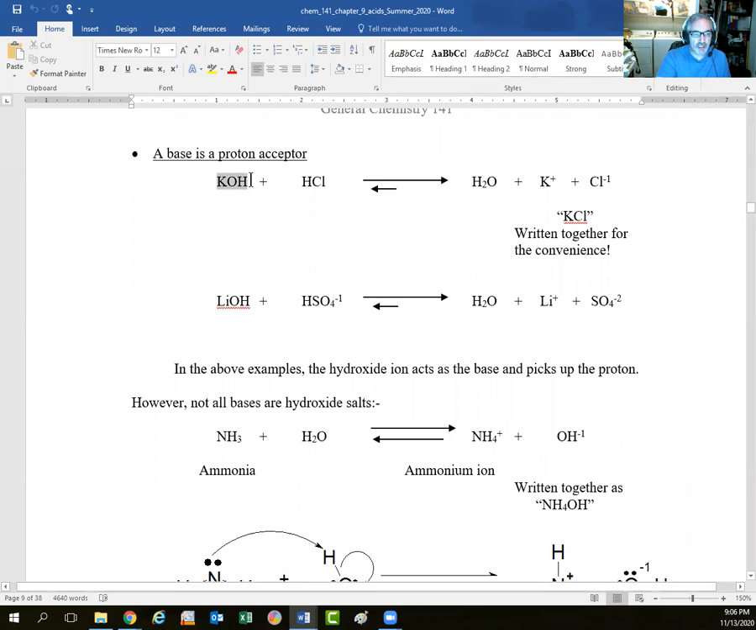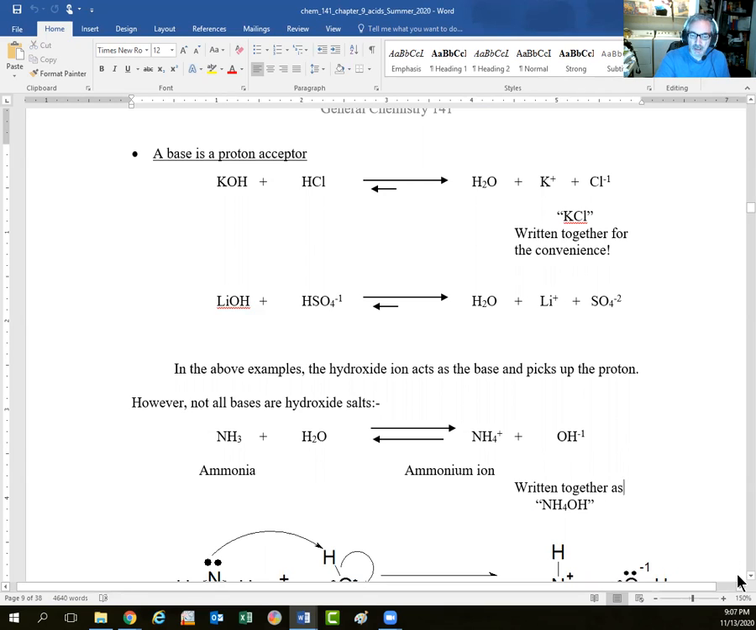And when a hydroxide containing base accepts a proton, as we had alluded to earlier, it picks up that proton and forms water, and then the potassium bit falls off. And it combines with the leftover bit of the acid, so we get potassium chloride as a side product. Similarly with lithium hydroxide, the hydroxide ion picks up the proton from the acid, we form water, and then usually in the right proportions, the leftover bits come together.